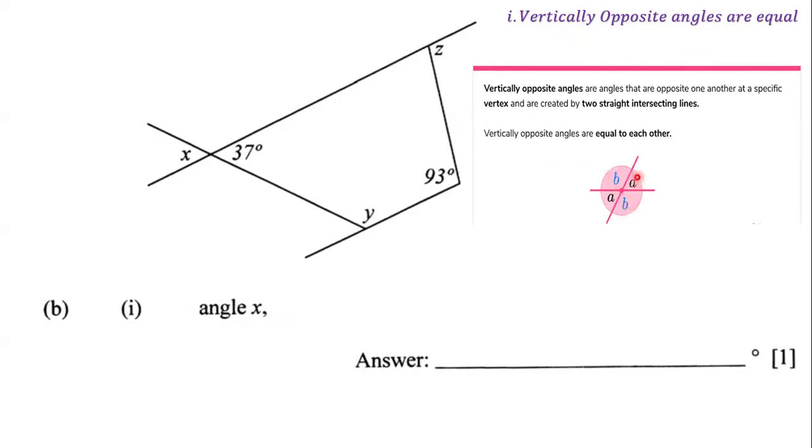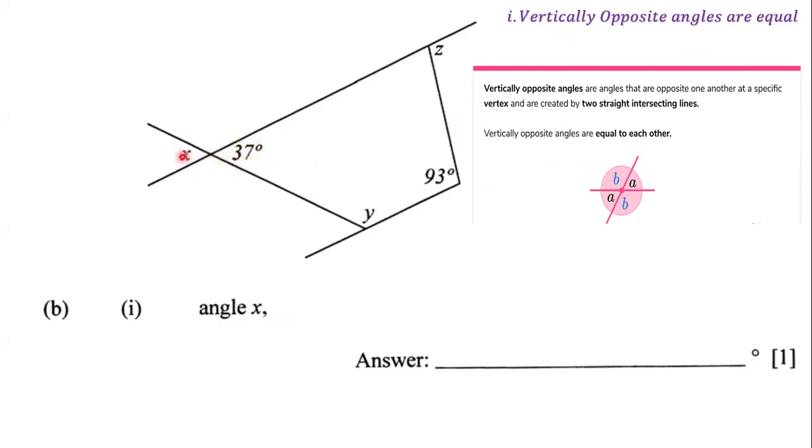We also have angle A, and angle A is vertically opposite to this angle, which means that they are equal. So both of these are angle A. Both of these are equal in measure. And so if we come here, this is going to help us to determine the size of angle X, because if you notice, angle X is vertically opposite with this angle that measures 37 degrees.